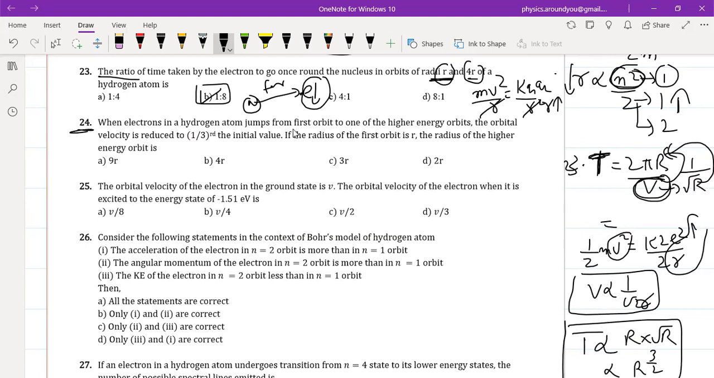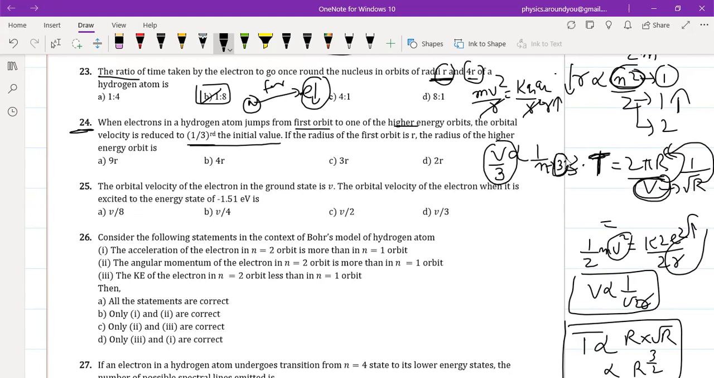Now, question number 24. The electron jumps from first orbit to higher orbit. Orbital velocity is reduced to one third the initial value. Well, we know that V is proportional to 1 by n. If V became V by 3, n should be 3. V has been reduced to V by 3, one third.